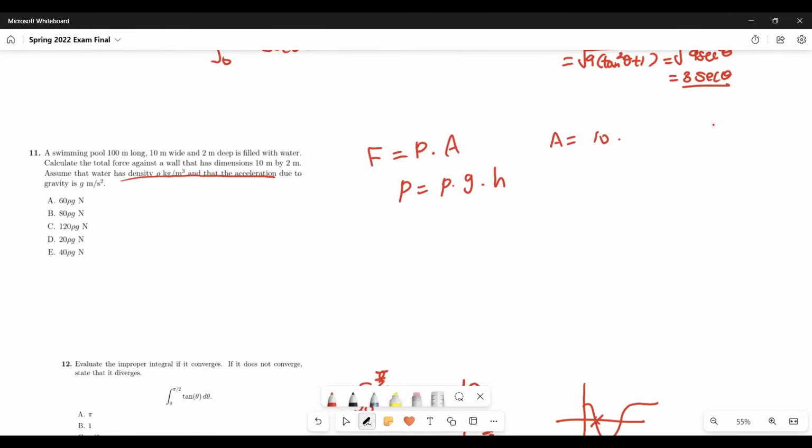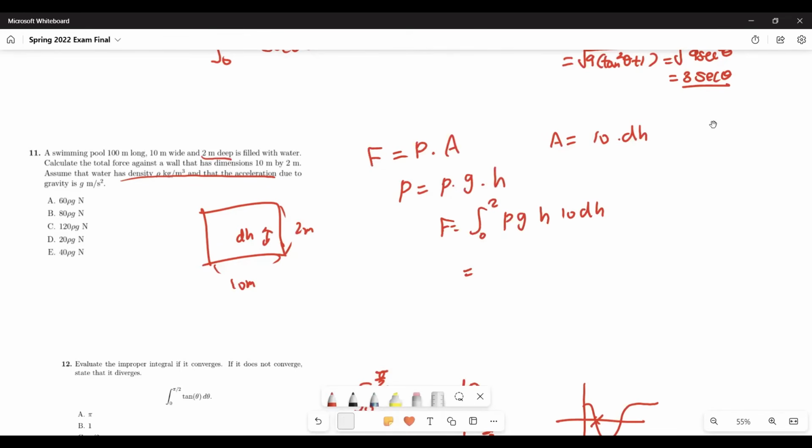10 times the height. In our case the wall is something like 10 meters by 2 meters, and the height is constantly changing, so it's going to be dh. So the area is 10 dh, and the pressure is ρg times h. If you multiply that, F is ρgh 10 dh, and this is integrated from 0 to 2 because the depth is 2 meters deep, so it's going to be 0 to 2.